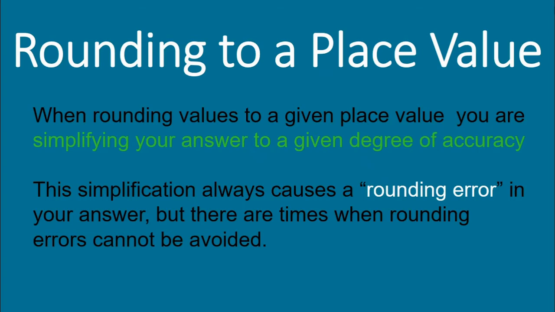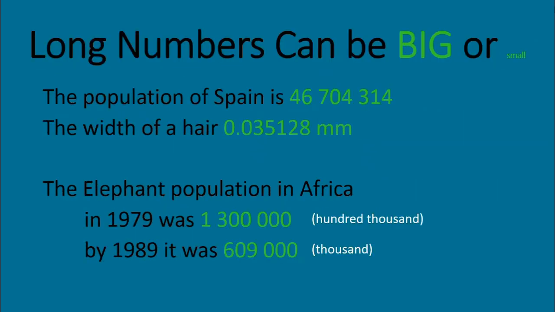But sometimes there's no way we can avoid that. When our number is very, very long, there's no way we can write it down without rounding it. Let's have a look back at our example about the population of Spain and the width of a hair. Now, 46,704,314 is a very long number to say and write, so we can round it or simplify it to the nearest 10 million and say that it's approximately 50 million.